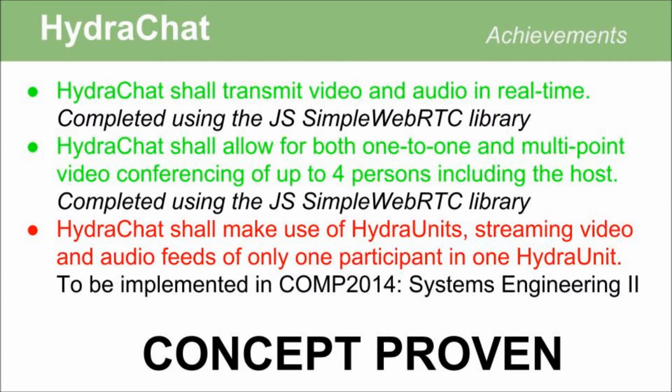To make a realistic assessment of our achievements to date, we must cross-reference our progress against our initial high-level objectives. Our prototype is adept at transmitting the video feeds of online participants. The prototype has been tested with the defined range of number of participants. The only remaining requirement which needs to be fulfilled is the segmentation of each participant across separate Hydra devices. The heavy lifting code that is required to fulfill this will be completed in the second term Systems Engineering 2 module.